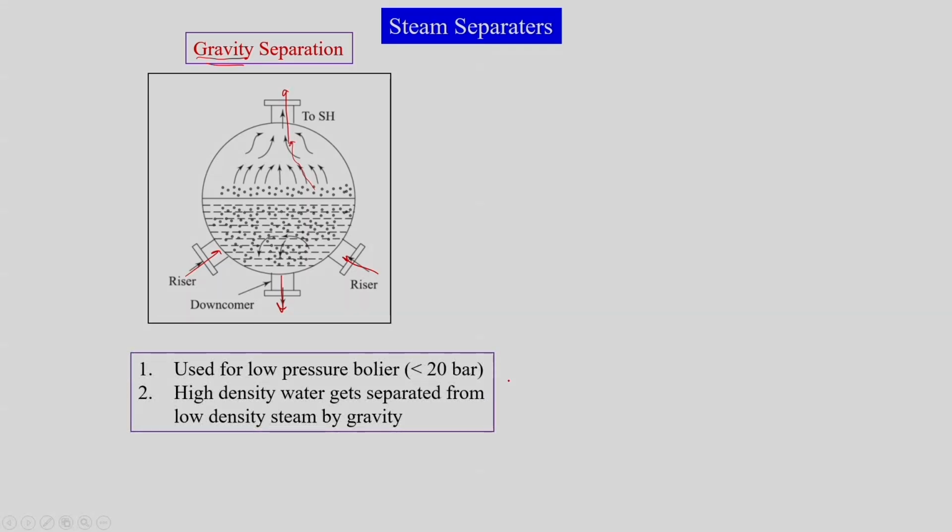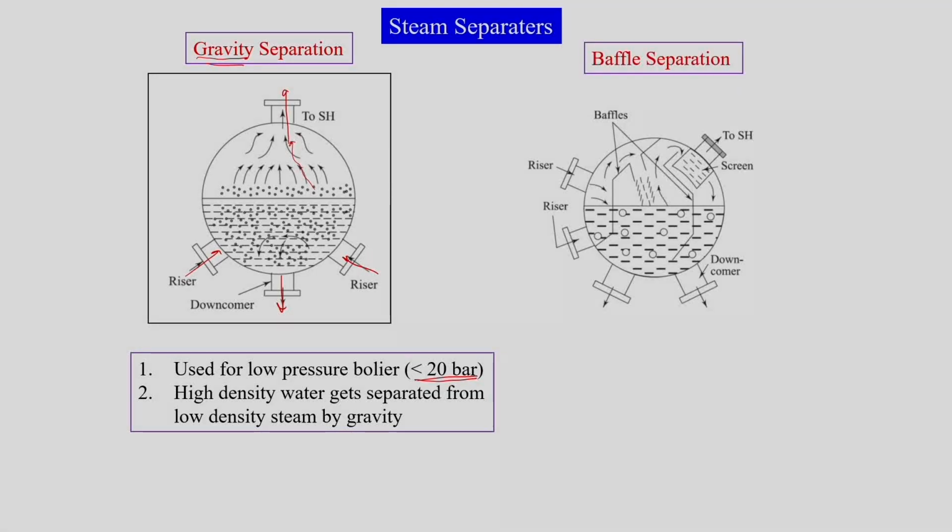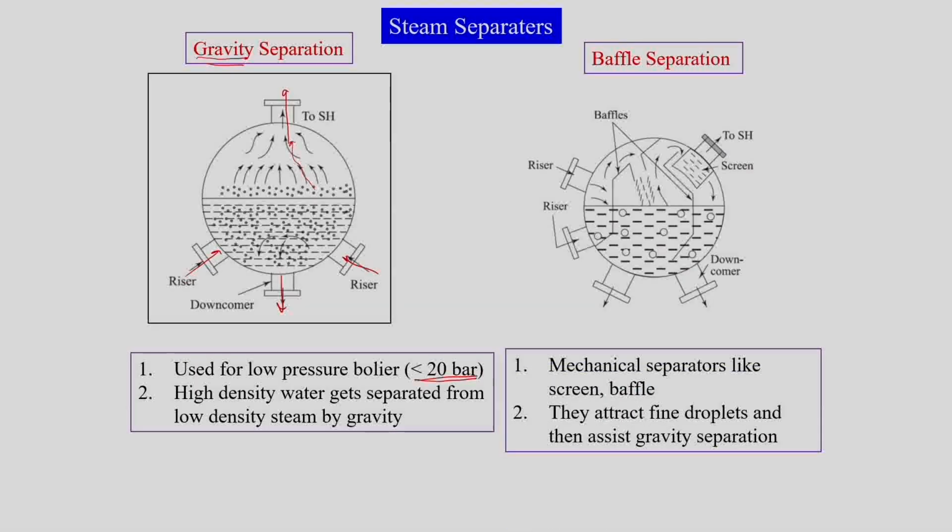So, this kind of gravity based separation is used if we are working with pressures lower than 20 bar, and here we basically get high density water settling down and low density vapor going towards the top part of the drum. Then we have baffle based separation. Here we are working with moderate pressures, and at those pressures we do not have sufficient density difference such that the water and vapor can be completely separated.